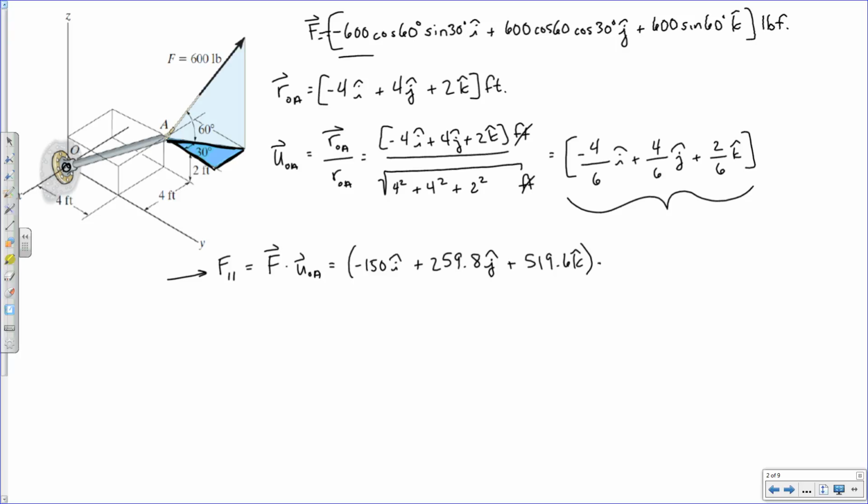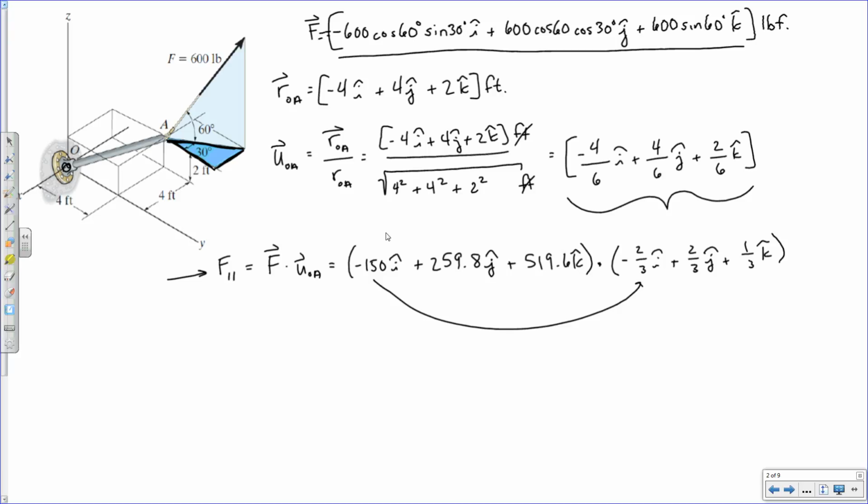That's when I reduce my force vector from above. I'm going to dot that with my unit vector. If I reduce this, it's going to be negative 2/3 I hat. It's going to be plus 2/3 j hat. This is going to be plus 1/3 k hat. When you take the dot product, you multiply the I hat terms together. Then you add to that the product of the j hat terms. Then you add to that the product of the k hat terms.